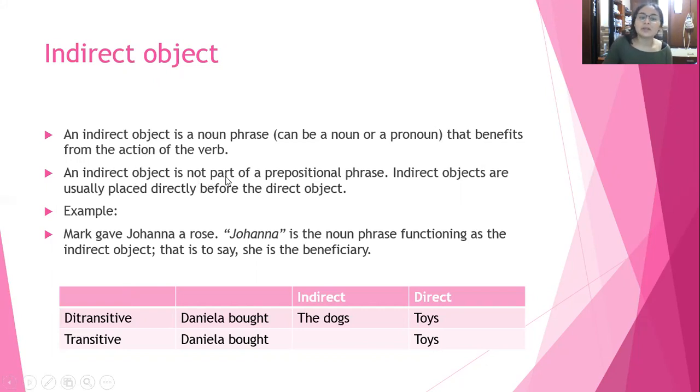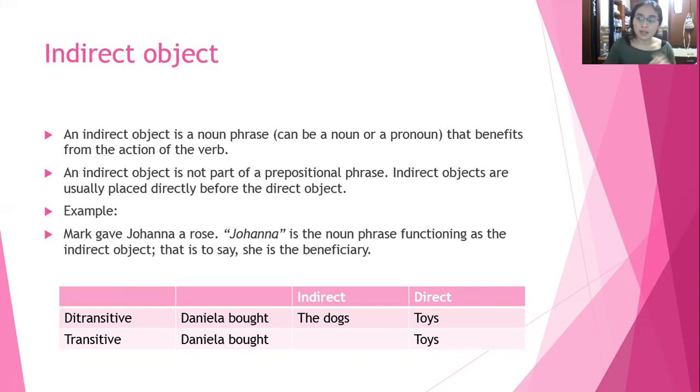An indirect object is not a part of the prepositional phrase. Indirect objects are usually placed directly before the direct object. For example, Mark gave Johanna a rose. In this case, Johanna is the noun phrase functioning as the indirect object. That is to say that she is the beneficiary.